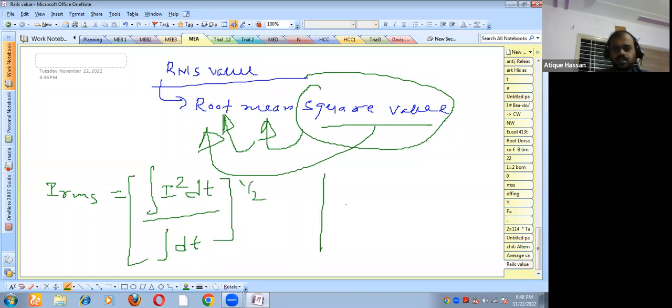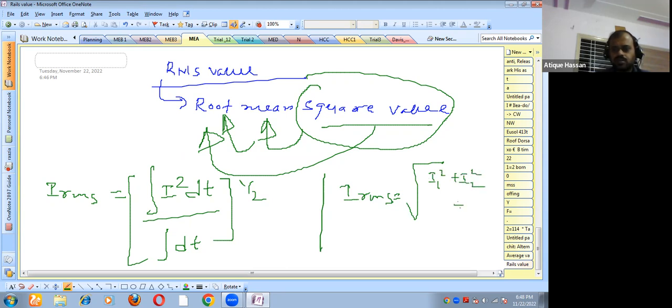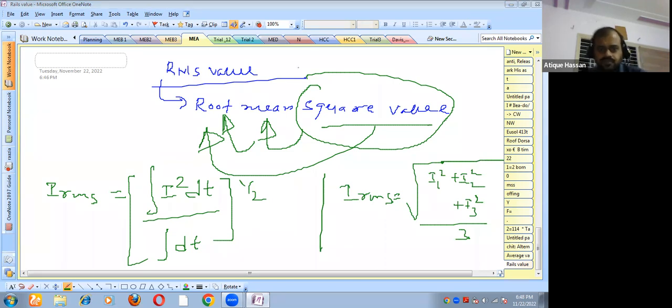Like you can also write I RMS is equal to root of I1 square plus I2 square plus I3 square by 3, if the values are discrete. So this is the RMS value. What you have to do is square the value, take the mean, then take the root. That is RMS. Getting my point? Understood? So this is how we calculate RMS value.